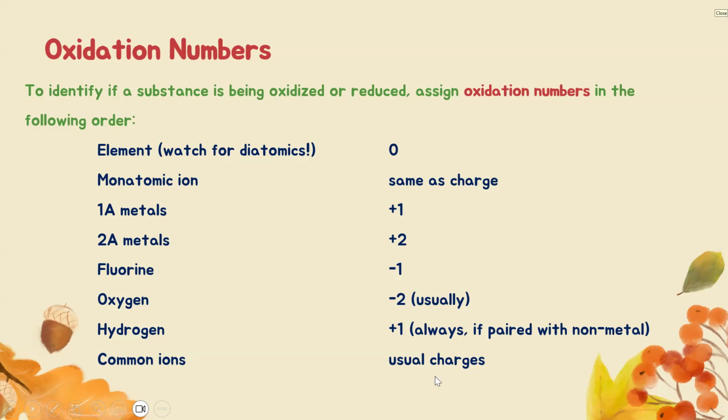From there, things get a little less aligned with the charges. Hydrogen is usually +1. That's always true if it's paired with a nonmetal. And then your common ions are the typical charges. Again, not always true. Sometimes we see things like nitrogen, which we normally expect to be -3, can actually sometimes have an oxidation number of +5. So you do need to assign oxidation numbers in this order, and you more or less need to know this order. Remember, we go elements, then monatomic ions, 1A, 2A, fluorine, oxygen, hydrogen. For the most part, if you assign the common charges and then work backwards for anything else that you can't identify by using common ions, you'll be able to figure it out most of the time.